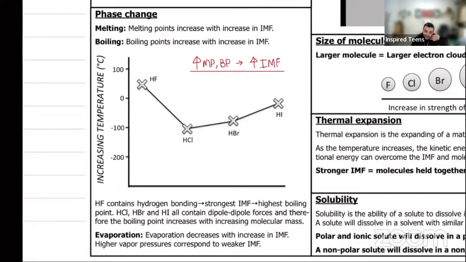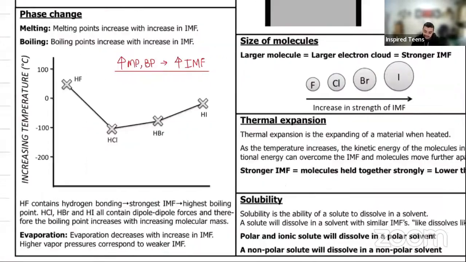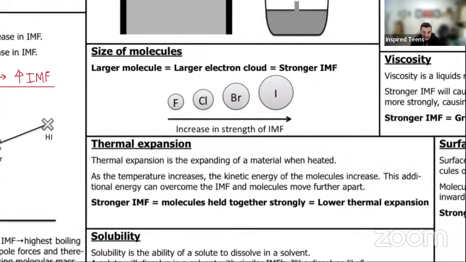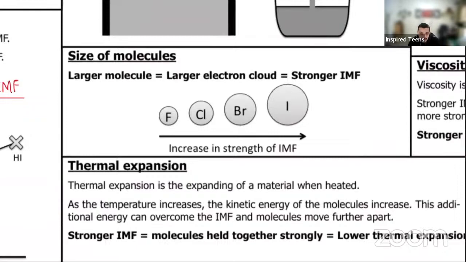So how do we know which of the dipole-dipole forces is stronger? We consider the molecular mass or the size of the molecule. It's actually indicated here. If you look at the size of the molecule, it says larger molecule equals larger electron cloud, which means stronger intermolecular force. So here is another relationship. These are key takeaways that we need to take away from this, these relationships that are forming.